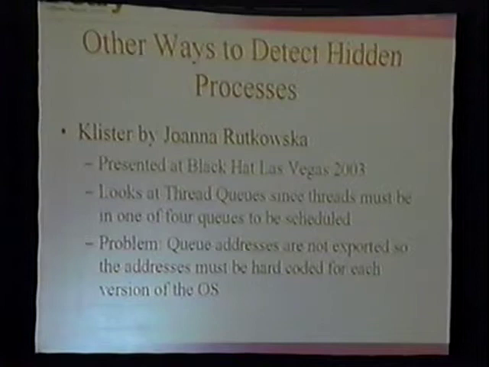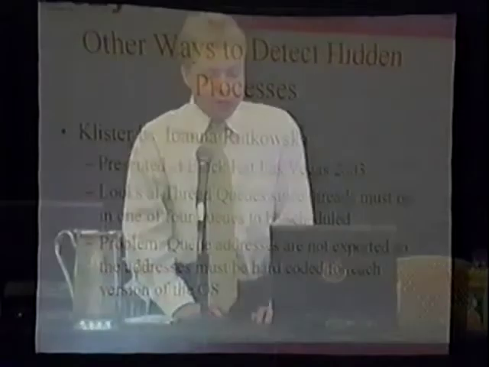There's other ways to detect it. Last year at Black Hat Vegas, Joanna Rutkowska presented about rootkits, and she had the FU rootkit in there, and she had a novel idea for how to detect it, and that was to look at all the thread queues on the system and determine if they point to a process that's hidden. So that was her approach. The only problem that I saw with it, and she agreed, was that these queue addresses had to be hard-coded, and they move around from version to version of the operating system. She has not ported it to XP, although there's a few people at rootkit.com who've tried to port it to XP and have had some problems with getting that to happen.